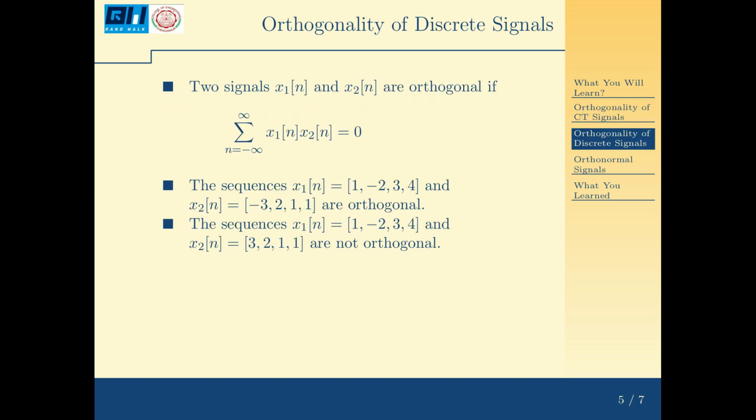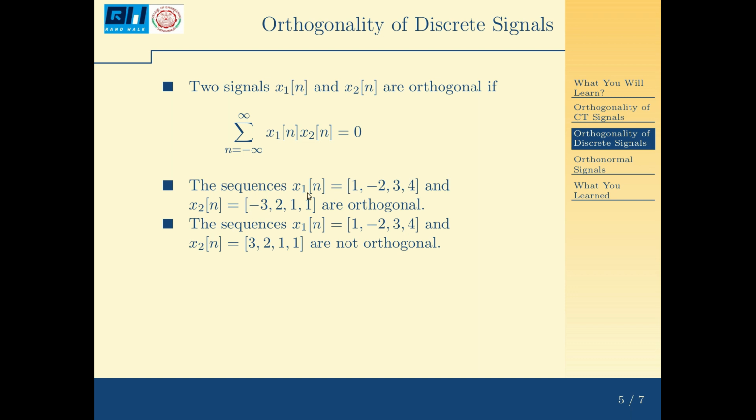Now when it comes to the orthogonality of discrete signals, I can take the dot product as a summation. Two signals x1[n] and x2[n] are orthogonal if the summation over n from minus infinity to infinity of x1[n] x2[n] is equal to 0. This is the usual dot product, so it is very intuitive. Look at the sequences x1[n], that is 1, minus 2, 3, 4, and x2[n], that is minus 3, 2, 1, 1.